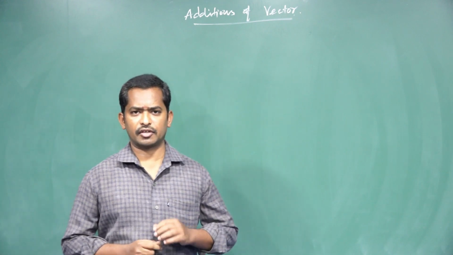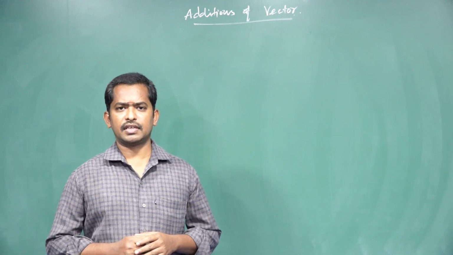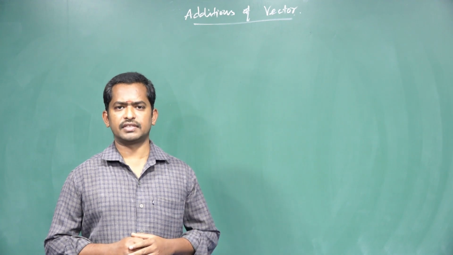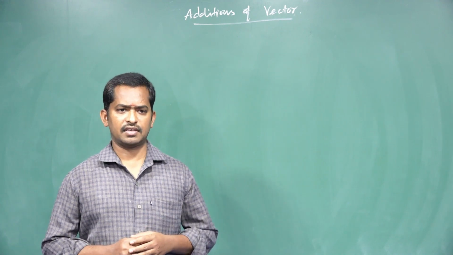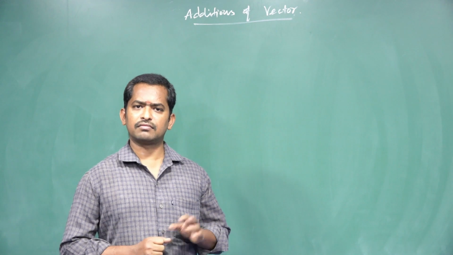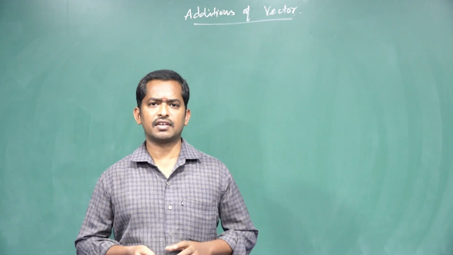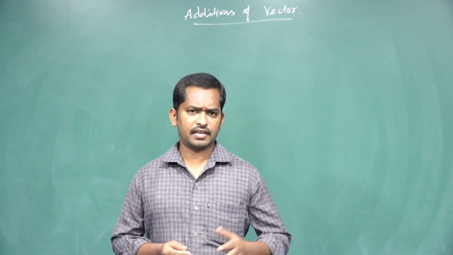What do you mean by vector? The physical quantity which has both magnitude and direction is called a vector quantity. A vector quantity is nothing but something that must indicate both magnitude and direction.